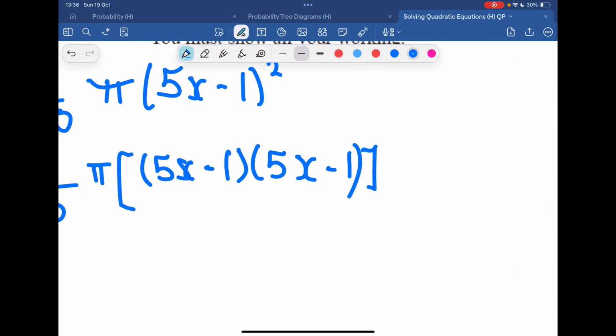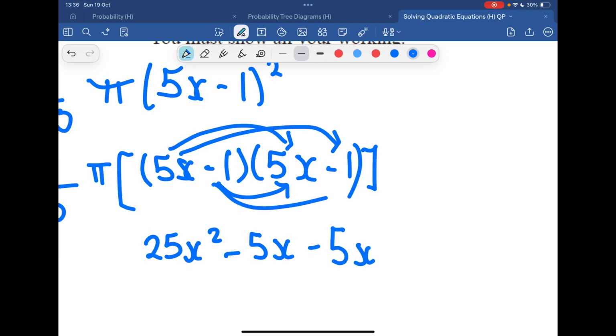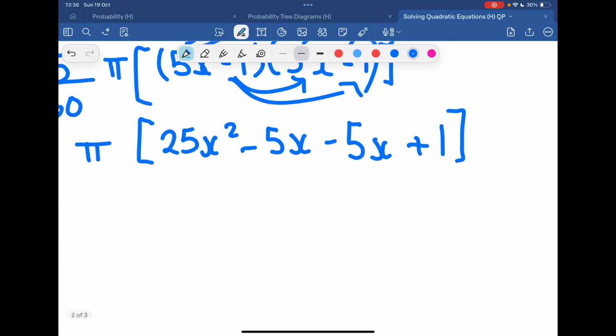So we can work this through. We're going to get 25x squared minus 5x minus 5x. And again, remember this will give us positive 1. And let's not forget this 45 over 360 pi term. So let's simplify this. We're going to have 25x squared minus 10x plus 1.